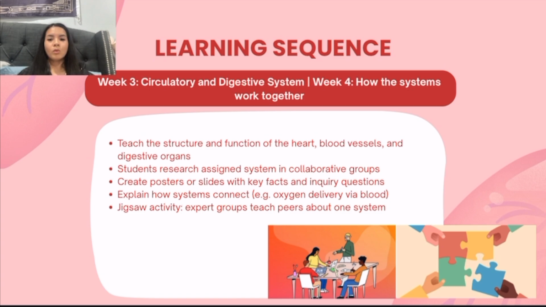In week 4, students focus on the respiratory, circulatory, and digestive systems and how they work together. Students will be introduced to the concept of system interaction, for example, how oxygen from the lungs is delivered by the heart and used by muscles to digest food. Using a collaborative jigsaw activity, students will be placed into groups called expert teams, where they are assigned a body system, and using their findings, they will teach others in sharing teams to help students have a better understanding through their peers' learning.